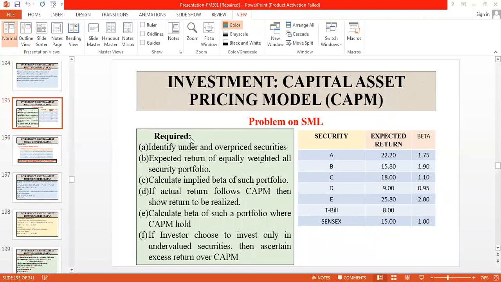Now what you have to do? You have to identify underpriced and overpriced securities. You have to calculate the expected return of an equally weighted portfolio of all securities. You have to calculate implied beta. If actual return follows CAPM, then you have to show the return to be realized. You have to calculate the beta of such a portfolio where CAPM holds. And finally, if investors choose to invest only in undervalued securities, then you have to ascertain the actual return over CAPM.